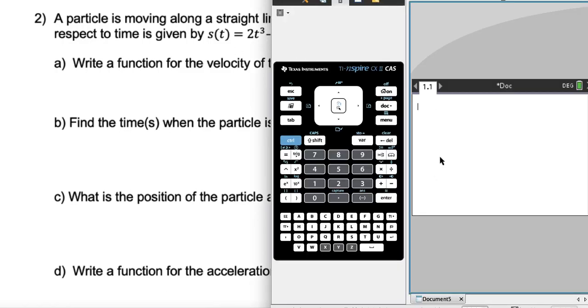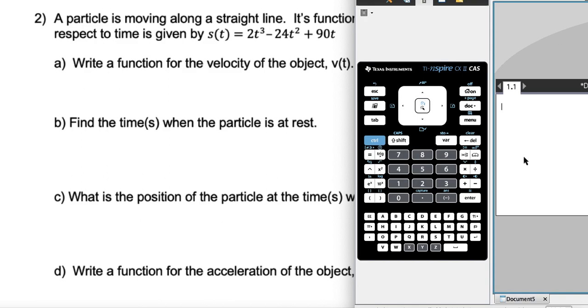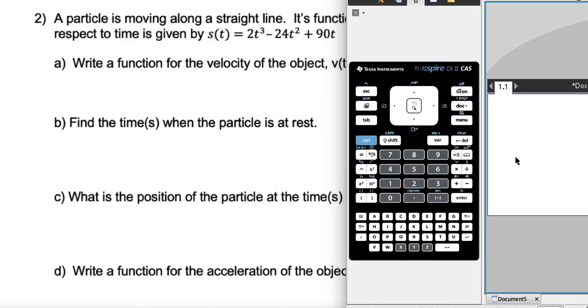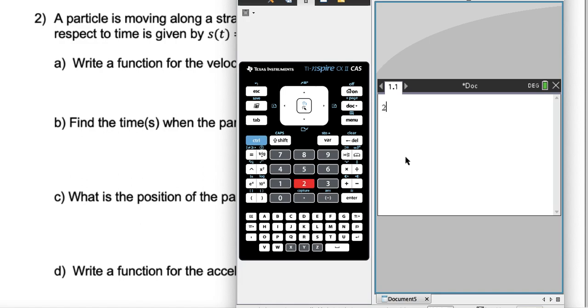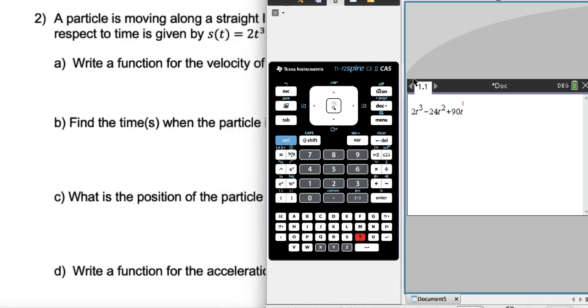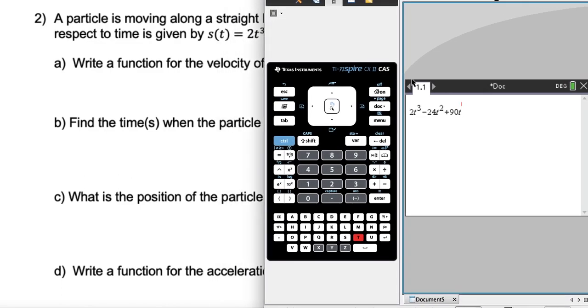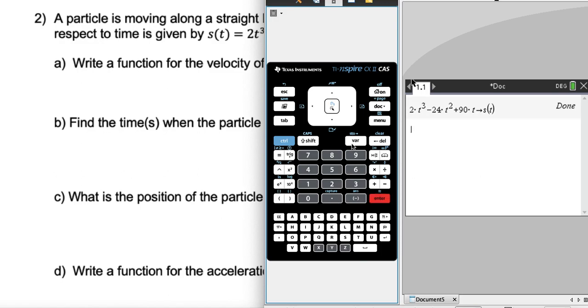And so what I want to do here is, well, first I have to make sure I can record my initial function. So we have 2t cubed, and I'm going to go ahead and use t since that's the variable that's given. And then that's 2t cubed minus 24t squared plus 90t. Okay, so I'm going to go ahead and store that, exactly as it's given here, as s of t. Make sure that if you start with t as your variable, you continue to use that.